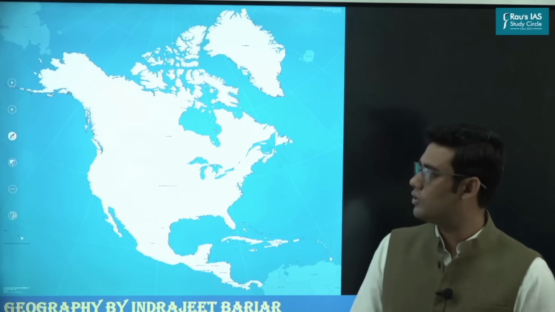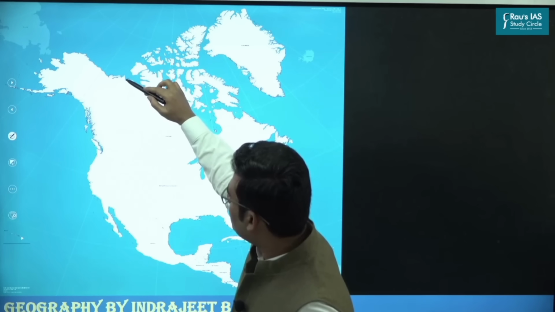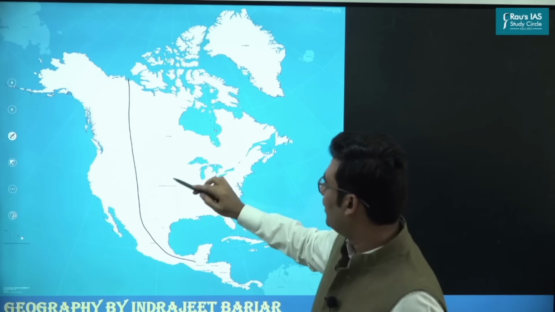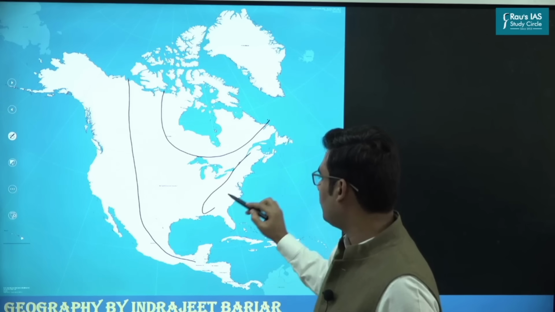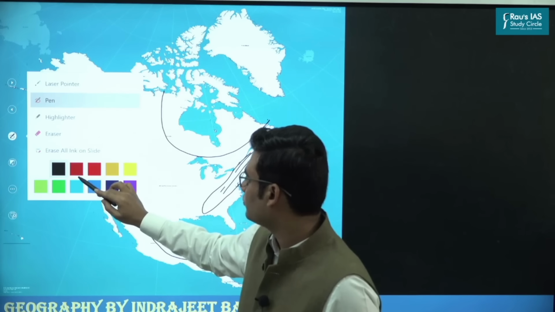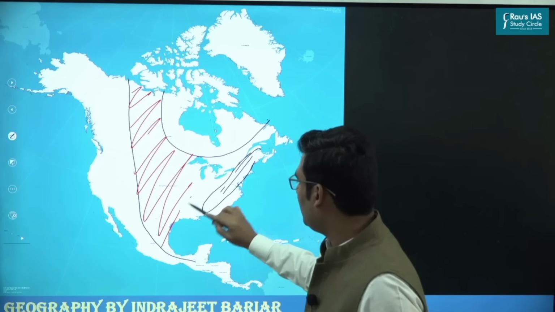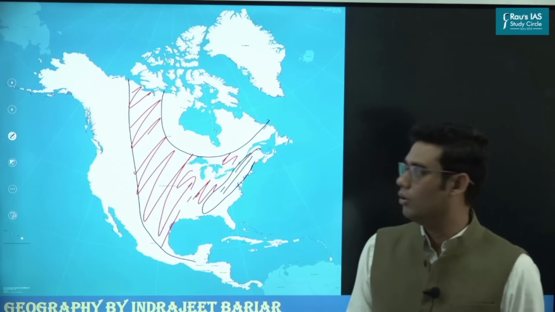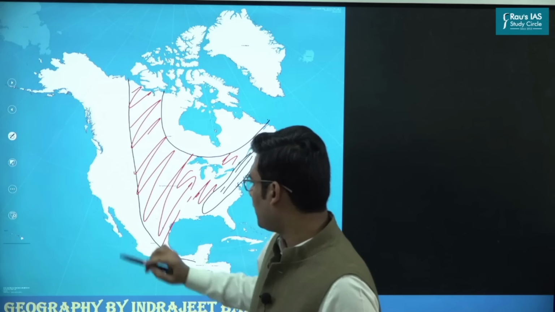Then we come to the third physiographic division, that is the Central Lowlands. The Central Lowlands extend right from the Arctic Ocean up to the Gulf of Mexico. If I exclude this portion from over here, the remaining part is all what we identify as the Central Lowlands. Now in these Central Lowlands, there are certain extremely important features that have been formed.